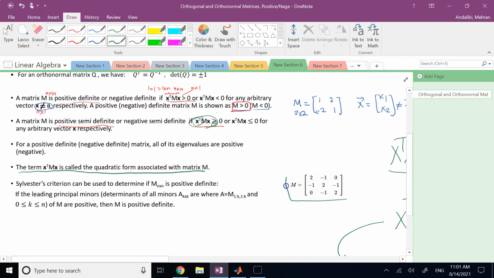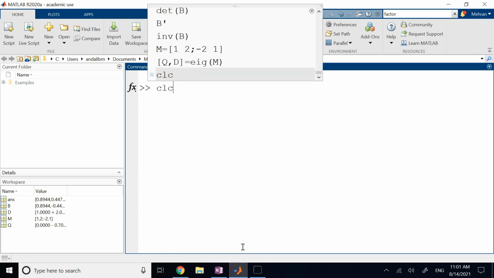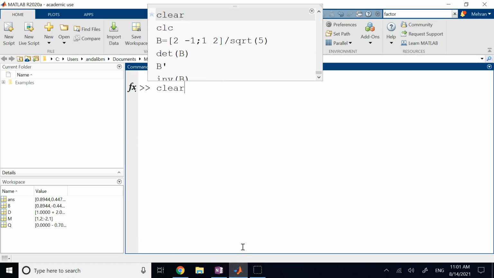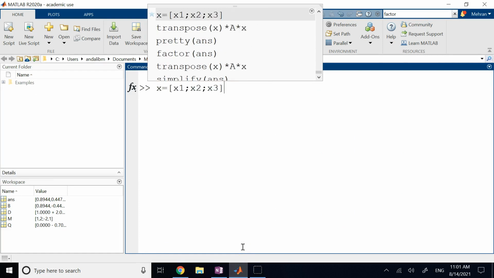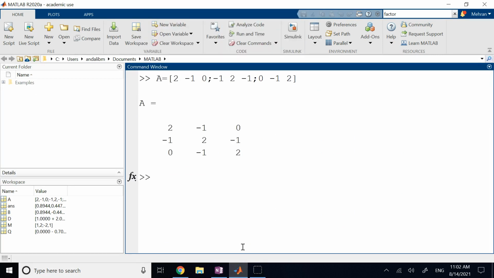Let's say, for example, I have this matrix and I give it to you and say, okay, what is this matrix? Is it positive definite, negative definite, or what? So if I type this matrix in, M is 2, negative 1, 0, and so on, let me show you. See if I have it somewhere. Here. Right? Well, how can I first of all form that quadratic term?